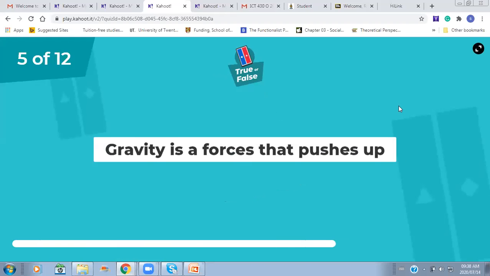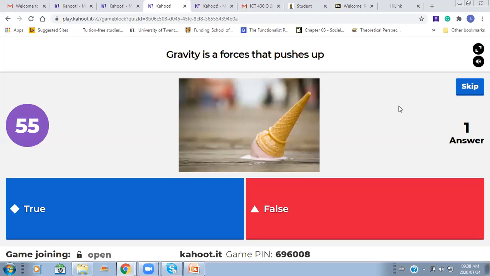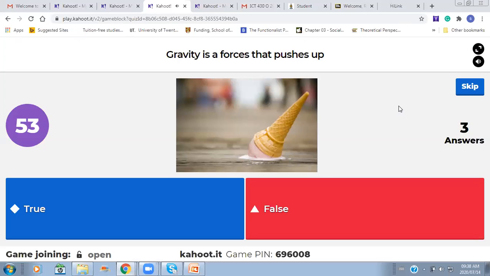Gravity is a force that pushes us up. Is this true or false? Gravity is a force that pushes up.